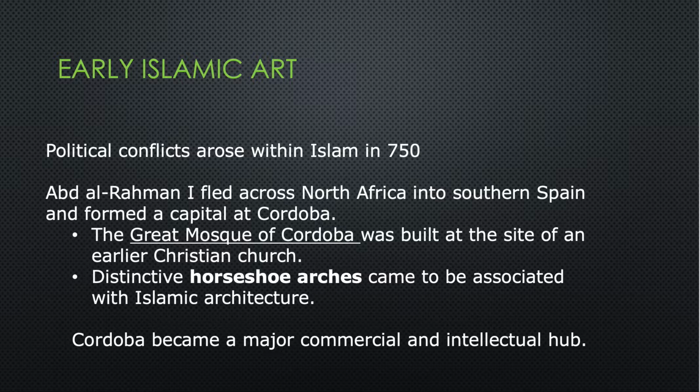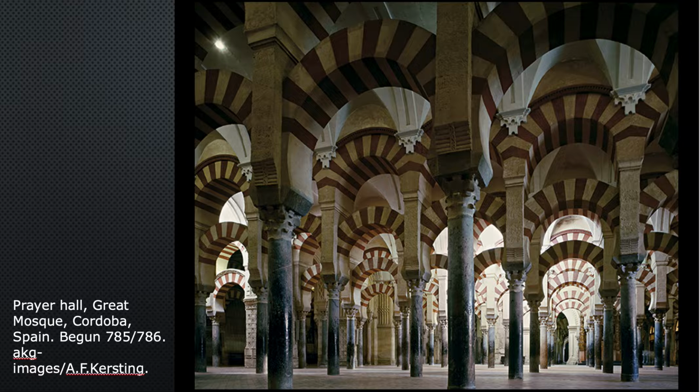So this is the sort of information that you won't really need any information about the history or the movement or the political intrigues of the leaders of this empire. No, don't worry about it. But one leader, Abd al-Rahman I, fled across North Africa into southern Spain and formed a capital at Cordoba, Spain. The great mosque of Cordoba was built at the site of an earlier Christian church, and distinctive horseshoe arches came to be associated with Islamic architecture. So let's have a look at that.